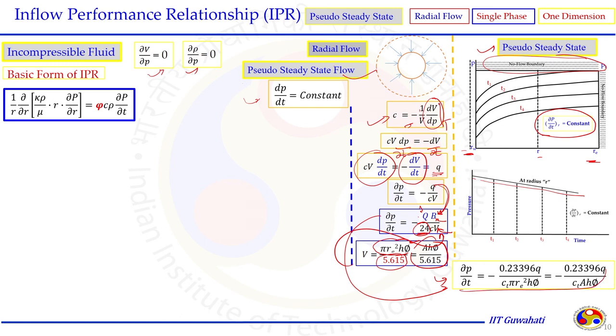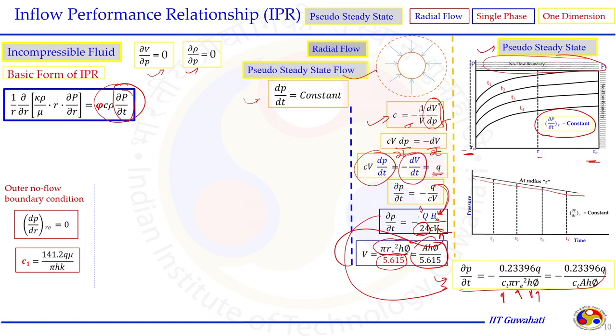Now, what is the use of this expression? Because our basic IPR equation has this del p by del t on the right hand side, and this needs to be replaced with some parameters that can be measured. So now here you can see r_e, h, φ, c_t, those are the parameters that can be used to express the change in pressure with respect to time, and that is going to change linearly.